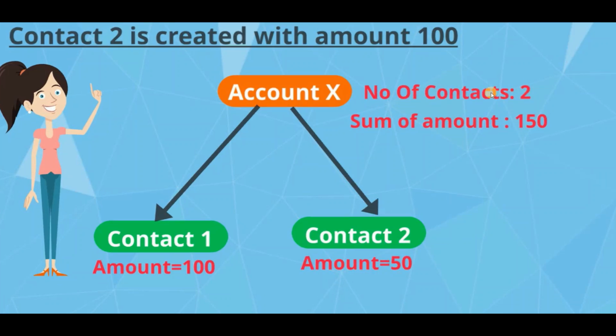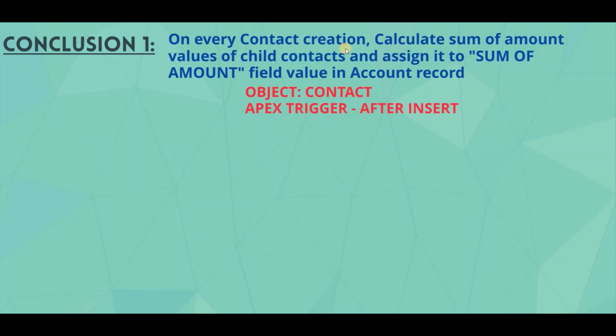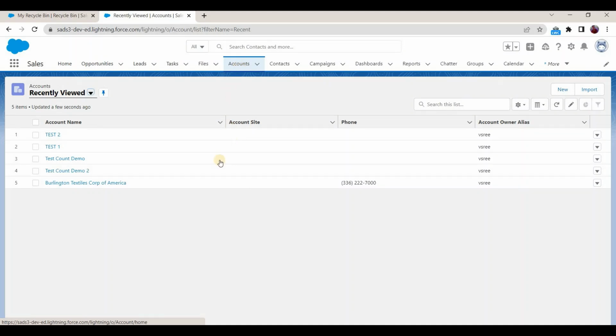Now we need to write another logic or trigger where we calculate the sum of all the child records and then put that value in the sum of amount field on the account record. Hence, the conclusion is: on every contact creation, calculate the sum of amount values on child contacts and assign it to the sum of amount field on the account record. So the object would be contact, and we need to write a trigger on the after insert event. To do that, we'll come back to Salesforce.